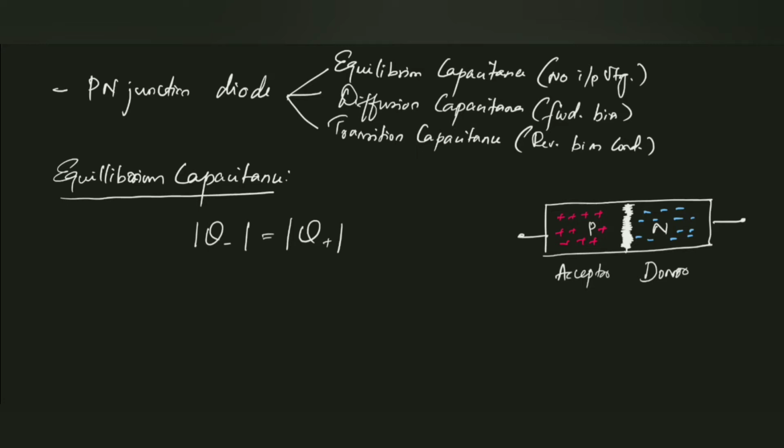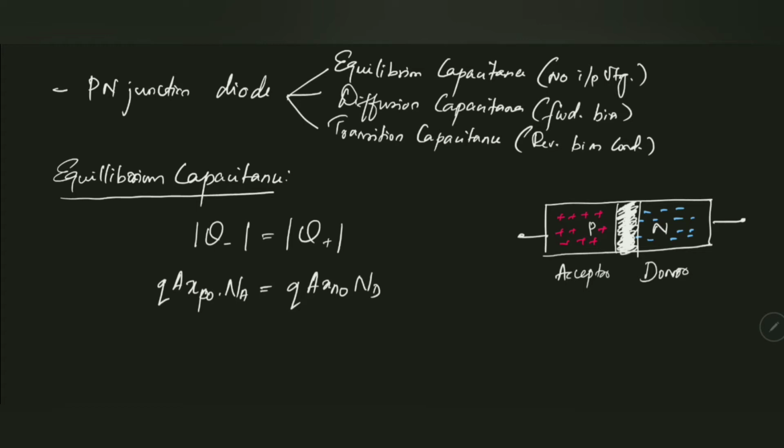All right, so when I expand this expression for q minus and q plus, you have: small q, A, x_p0, N_a is equal to A, q, x_n0, N_d. Let me explain what this is. q is nothing but the charge, A is the cross-sectional area, and x_p0 is nothing but the distance of the width, that is, the depletion layer width has been extended to both the positive and the negative side.